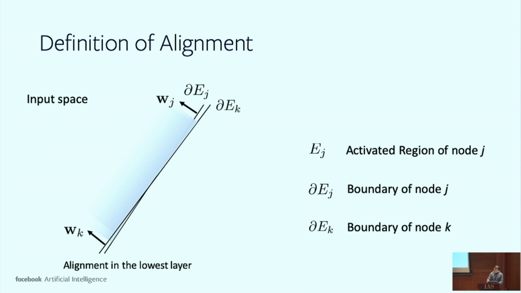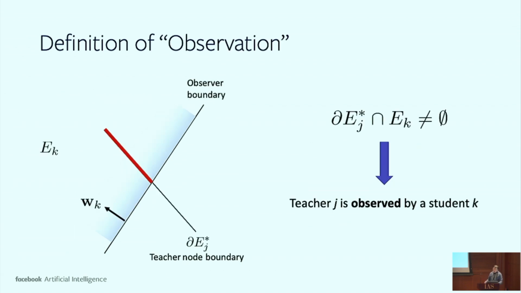So this is a very simple definition of alignment. And we also want a definition of observation, so this will be necessary in a few slides. In this definition of observation, if the teacher J is observed by a student K, this basically means that the boundary of the teacher node has a non-zero intersection with the activation region of the student K. So that's a very simple definition.